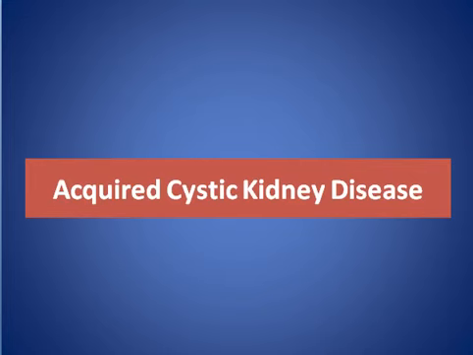My topic today is about acquired cystic kidney disease. Acquired cystic kidney disease was first described in 1977. It is a condition that occurs in patients with end-stage renal disease, especially when on dialysis treatment, and they don't have a history of other cystic renal disease.